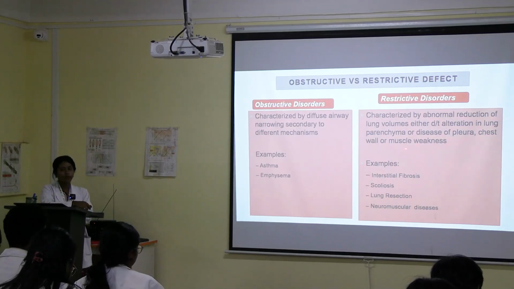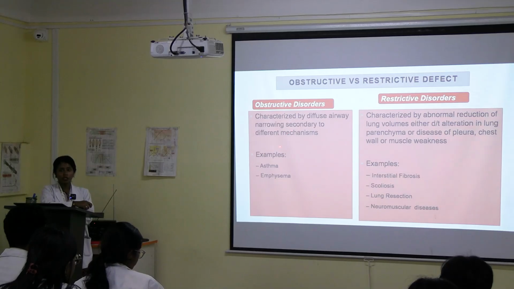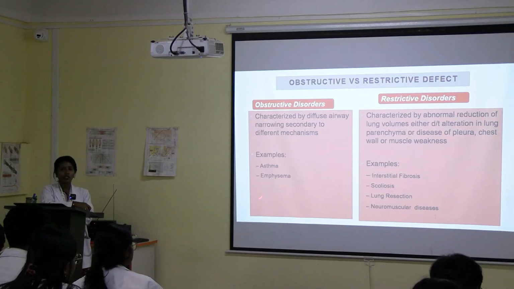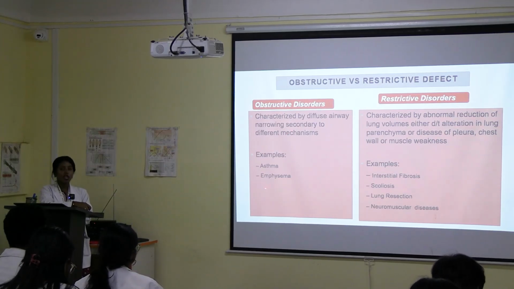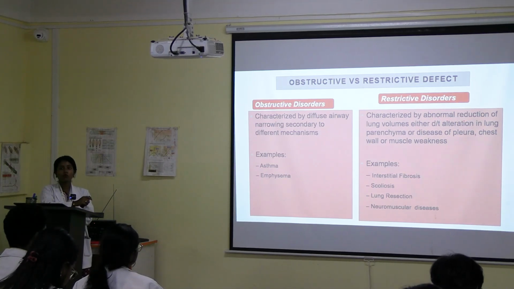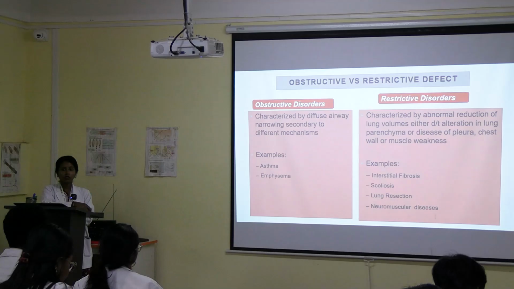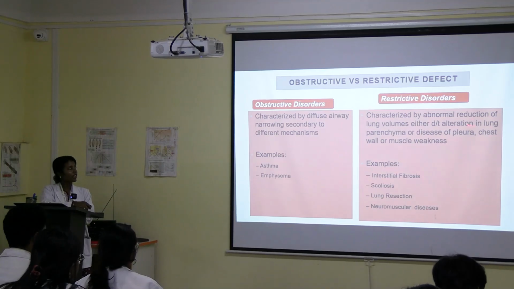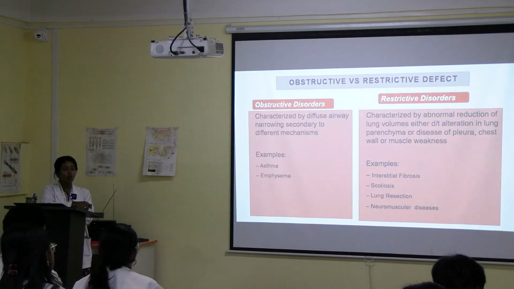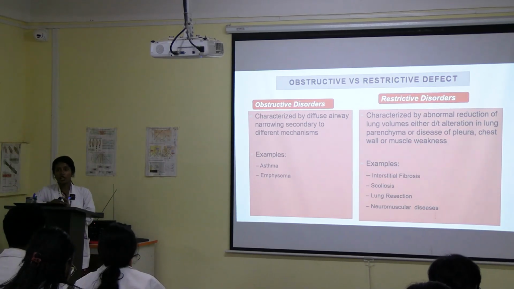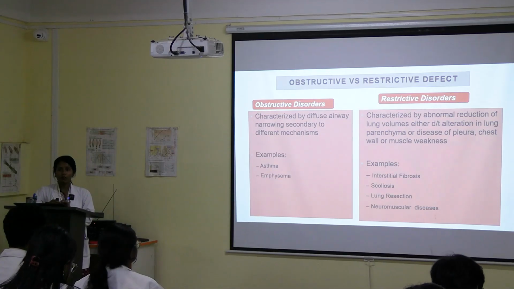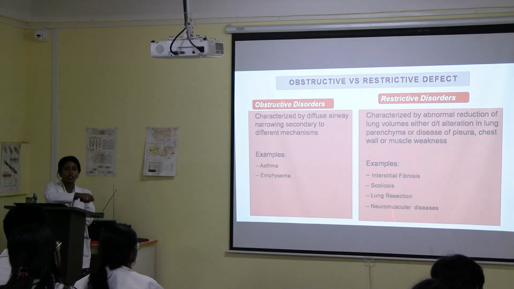So you have to know the basic difference. Obstruction means there is narrowing of the airway, like asthma and emphysema. Restrictive means there is abnormal reduction of lung volume due to alteration in the lung parenchyma, or disease of pleura, chest wall or muscle weakness. So there is some kind of restriction either in the chest wall or in the lung itself. So these are the various examples.